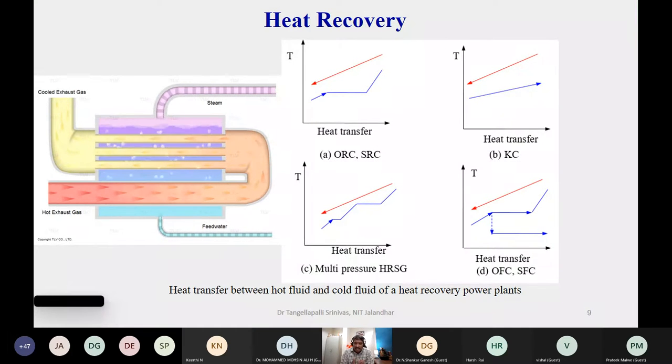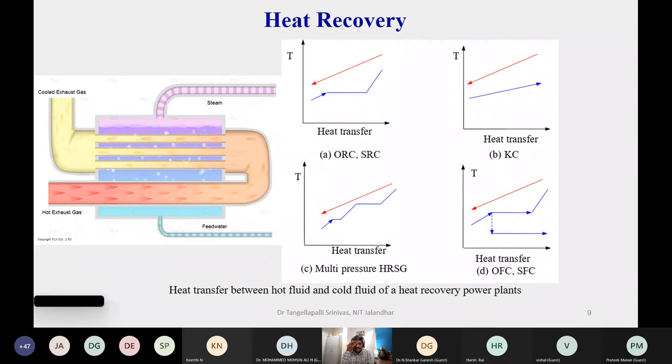That vapor, if you are supplying to the turbine, obviously you can generate more electricity. This is actually a steam flash cycle. SFC is a steam flash cycle. OFC is an organic flash cycle. And Japan technology, we are also associated with Japan. So they generated this flash cycle, especially with steam, not for the organic fluid. But we tried with the organic fluid also.